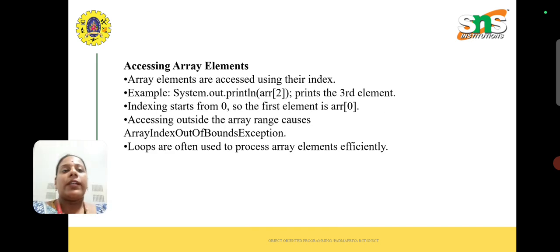So how can we access array elements? Array elements are accessed using their index, which means the first element of the array is at index 0, the second element is at index 1. In this way, we can access array elements. For example, if we use a print statement with array of 2, it prints the third element, because the first index is 0, second is 1, third is 2. So the third element is printed. Indexing starts from 0, so the first element is array of 0. Accessing outside the array range causes an error. Loops are often used to process array elements efficiently.